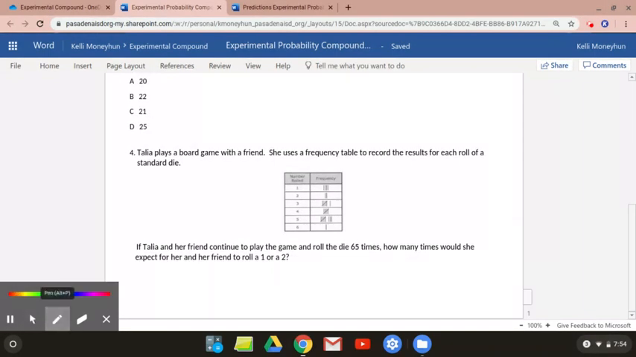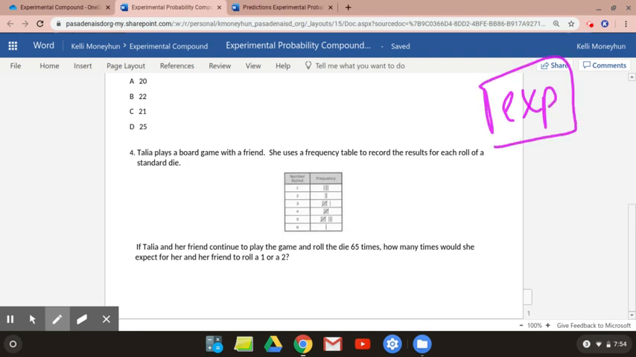All right, next one. This one has data. Whenever I see data, I know that it's going to be experimental probability. Okay, so I'm just going to put this in the corner so we remember that it's experimental because of this data. Let's read it. It says, Talia plays a board game with a friend. She uses a frequency table to record the results for each roll of a standard die. Hint, we did this yesterday.